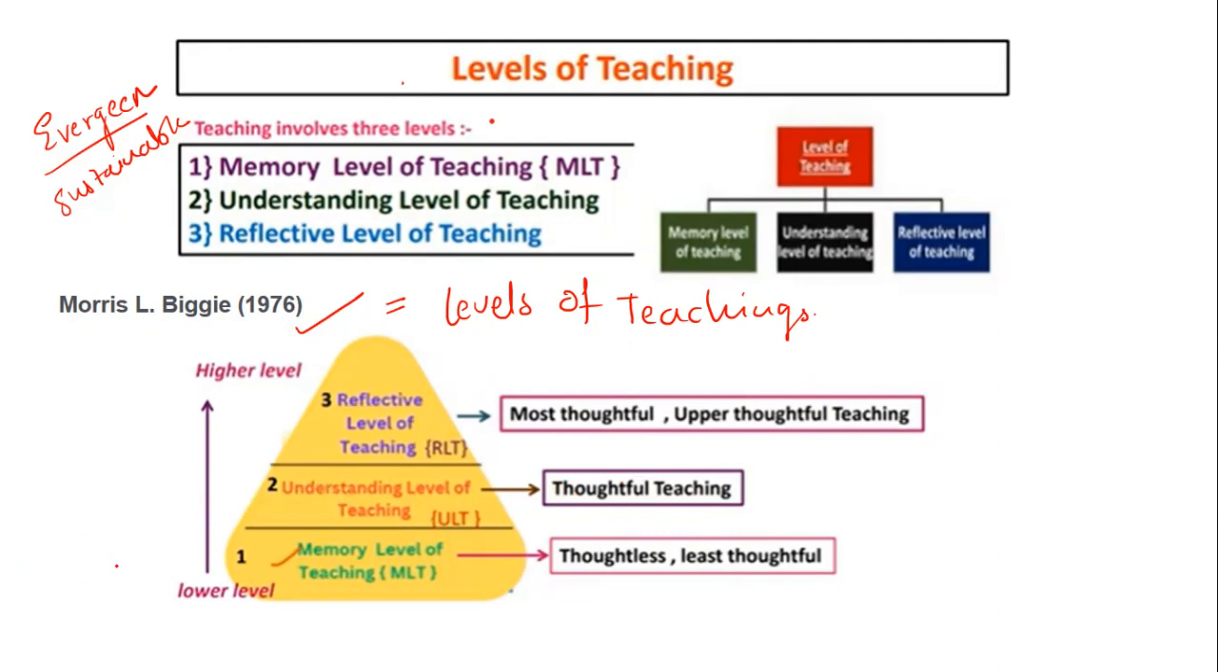One is starting from memory level, then going up towards understanding level, and then going to reflective level. So the levels go from lower to higher, so you start with a lower level and you go to a higher level. Now the higher level is nothing but reflective level. If you look at this, memory level is thoughtless and least thoughtful, understanding level is thoughtful, and reflective level is the most thoughtful level.